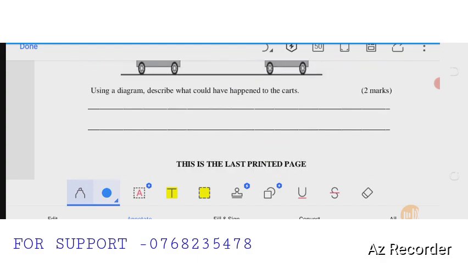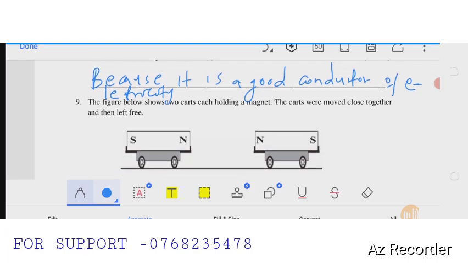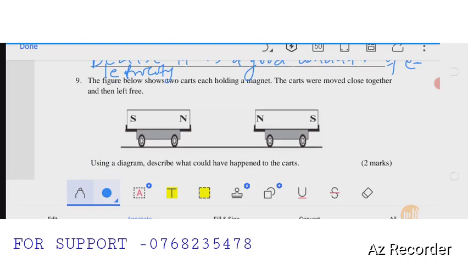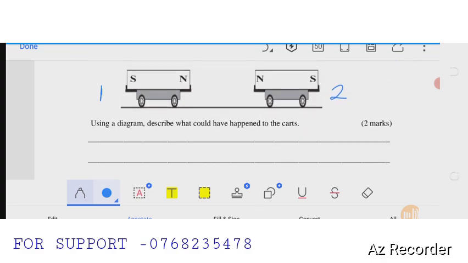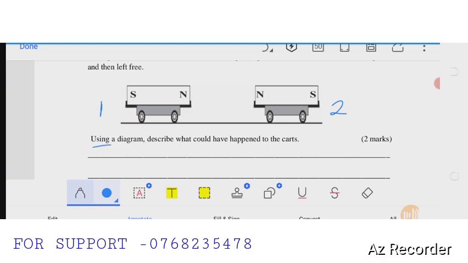The next question, which is the last question, is on magnetism. So the figure below shows two carts. We have, of course, this is cart 1. Then we have this one, which is, let's say, cart 2. Each holding a magnet. The carts were moving closer together and left freely. Using the diagram, describe what could have happened to the carts. The question is using the diagram.